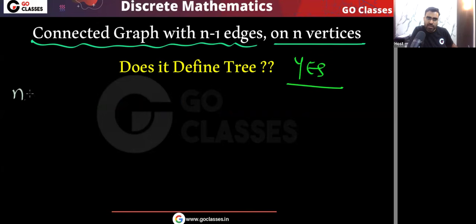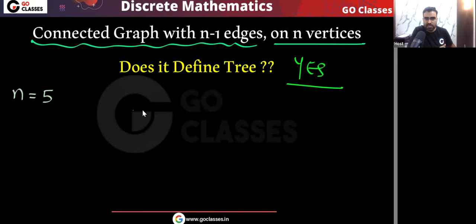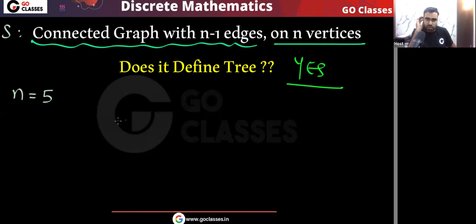Take the number of vertices equal to 5. I told you to take 5 vertices and try to violate this condition. Let me try to create a graph such that this condition is satisfied but it is not a tree. Basically this statement is given to you. I will satisfy this statement and try to create a graph which is not a tree. But if I cannot do it, then I can say this is the definition of tree.